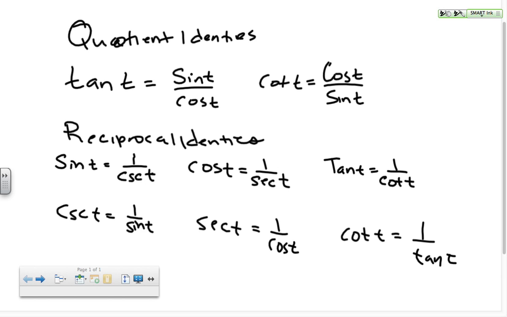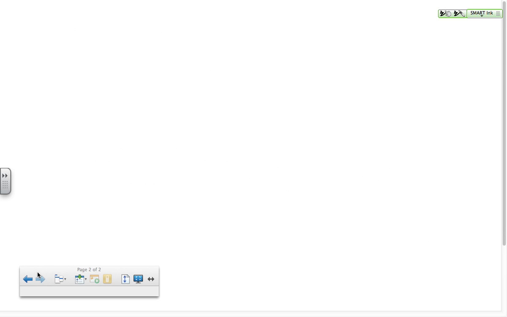Again, I would recommend that you write these all down. You're going to want these. These are what you're going to be referring back to. So we're not done yet. We have 2 more that we're going to talk about before we move on to the examples. The next ones are called the Pythagorean identities. These ones have to do with the Pythagorean theorem.